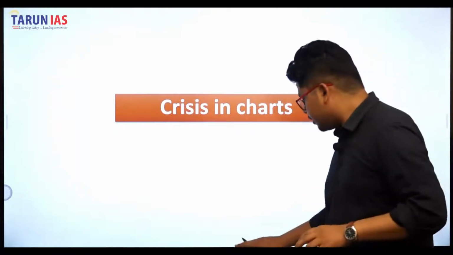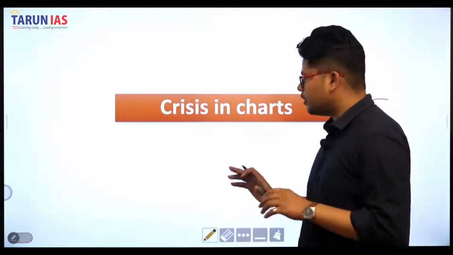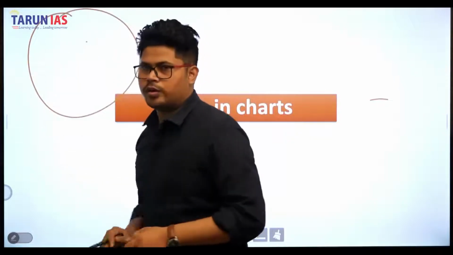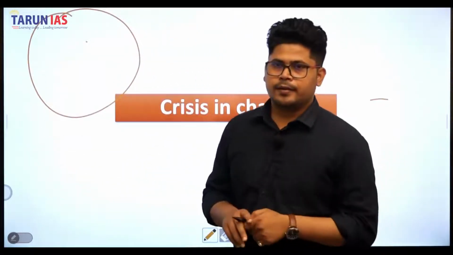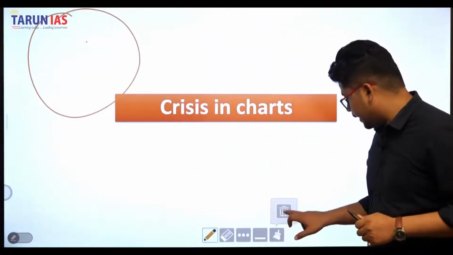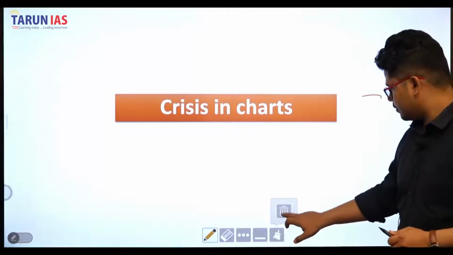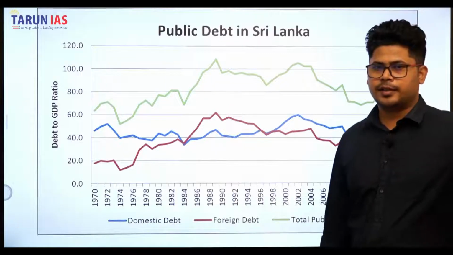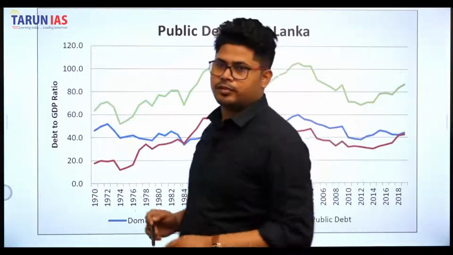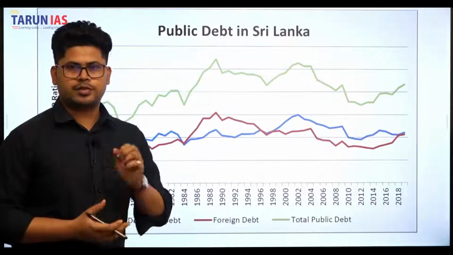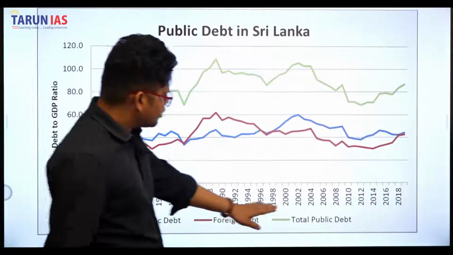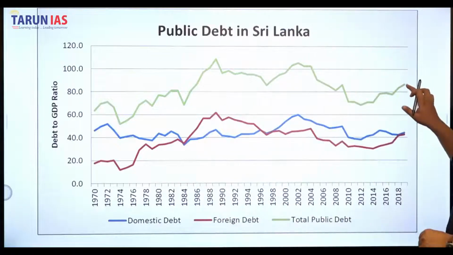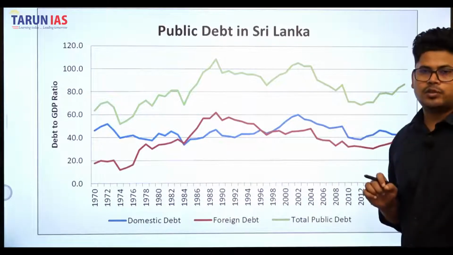Now another thing that we need to understand is that the Sri Lankan economy has taken a lot of loans from the whole world, like from India. If we look at the debt profile of the country, if we look at the public debt in Sri Lanka as a debt to GDP ratio, India's debt to GDP ratio is around 60%. Now if we look at 2018, the public debt was around 85%.